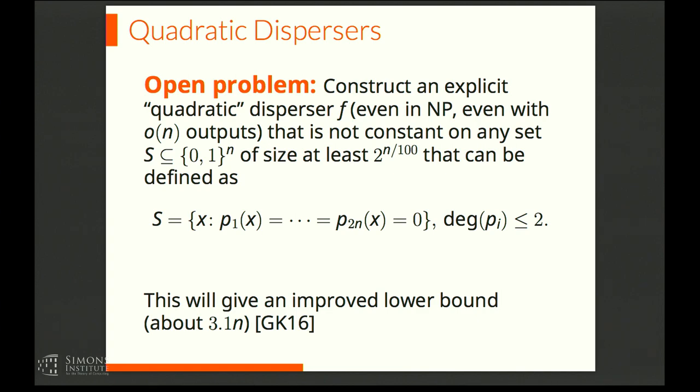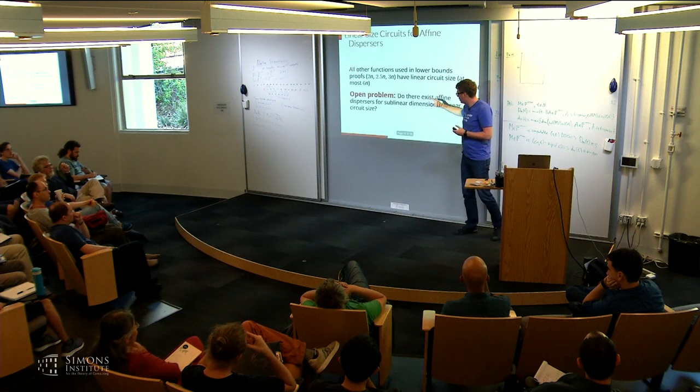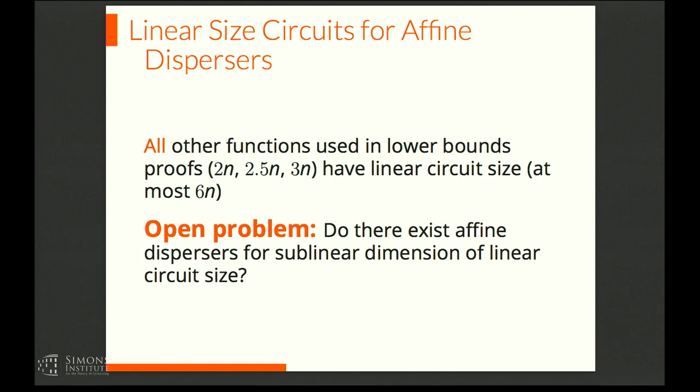So your previous open problem, what's known about the circuit size of the explicit disperser? Of an affine disperser, if I'm not mistaken, the construction by Ben-Sasson and Kopparty has circuit size something like n cubed. I've never written this down, I've just checked this on the paper, so you should not take this for granted. Right, so an affine disperser is still probably a candidate for a nonlinear lower bound.